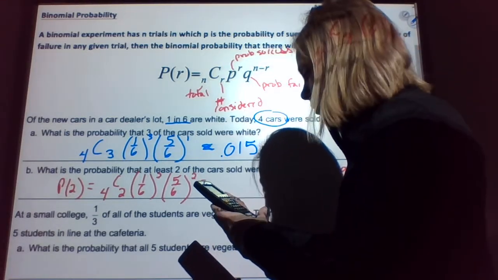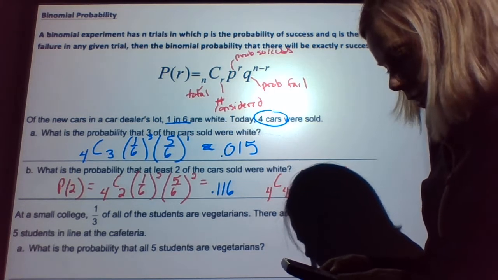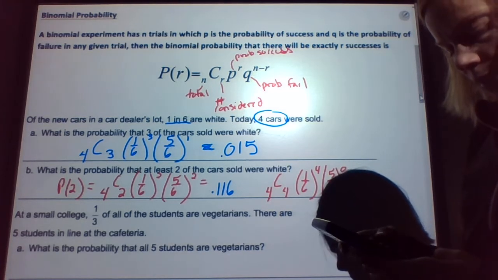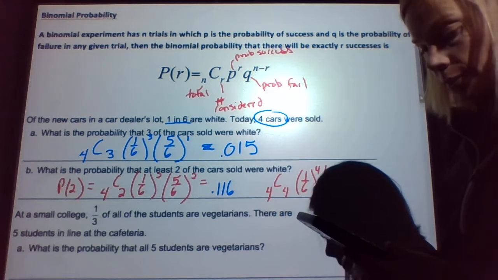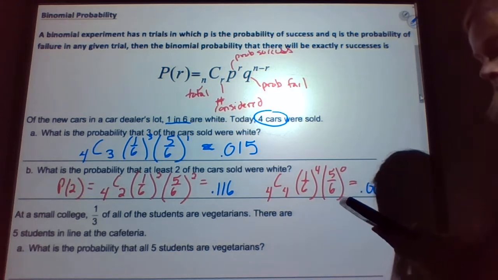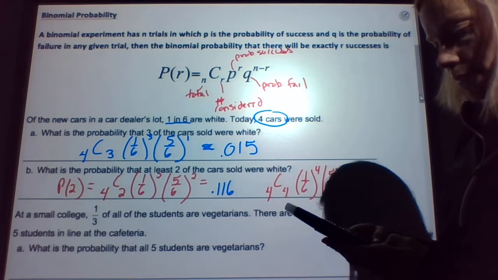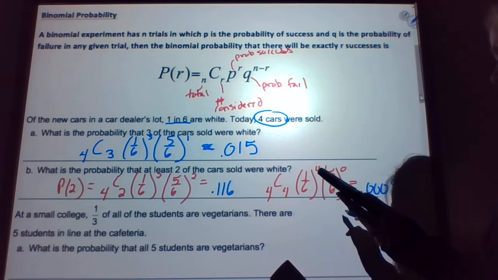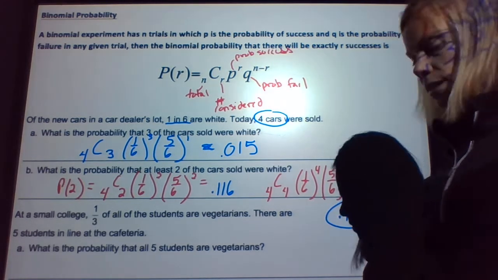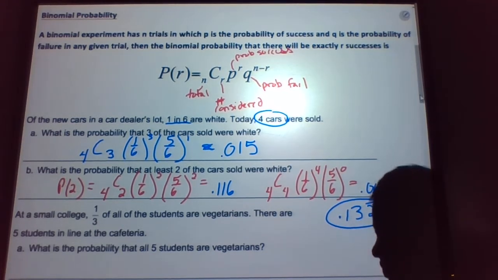And I'm going to get 0.116, 4C4, 1/6 to the fourth, 5/6 to the 0, and hopefully you know anything to the 0 power is 1. And then you get 0.0008, okay? So if I add those 3 together, plus 0.015, I would get a probability of 0.132, right? That's my answer. At least 2 of the cars were white would be a 13.2% chance probability.